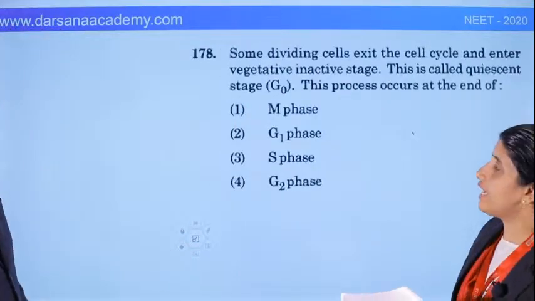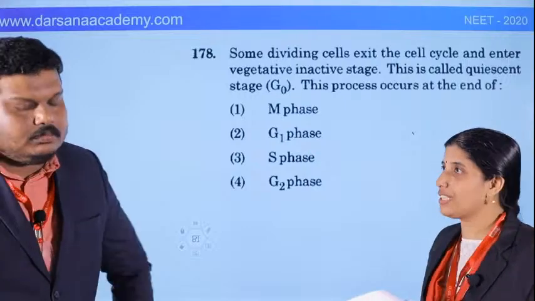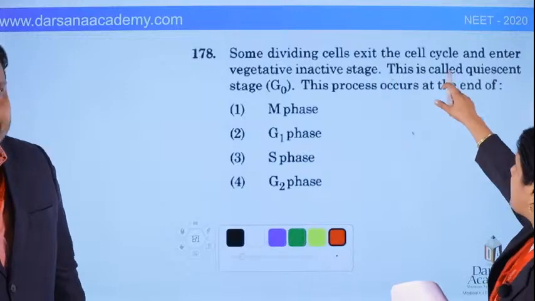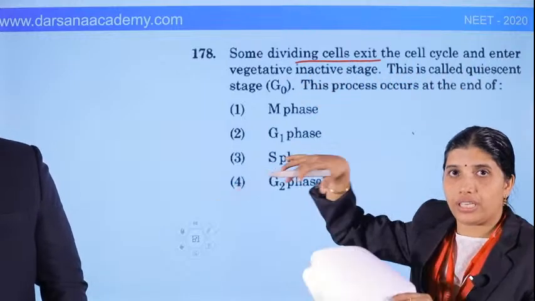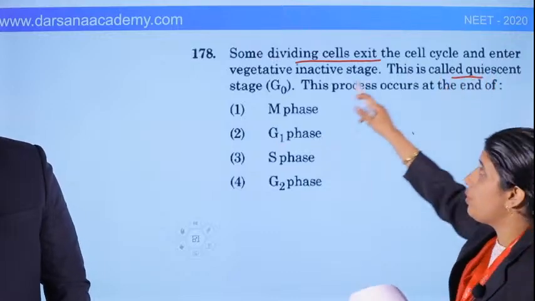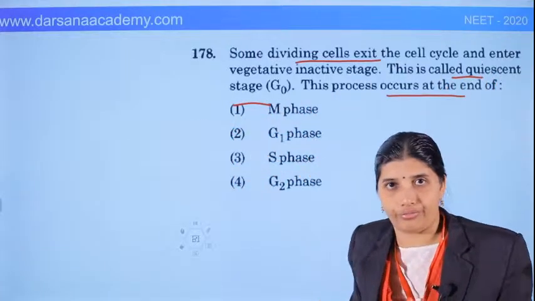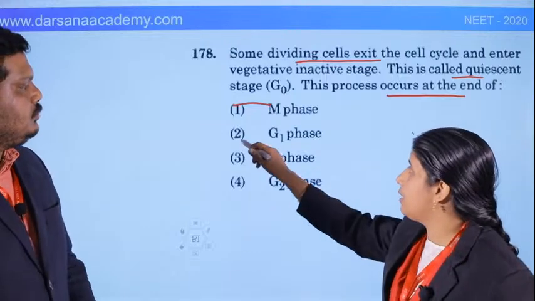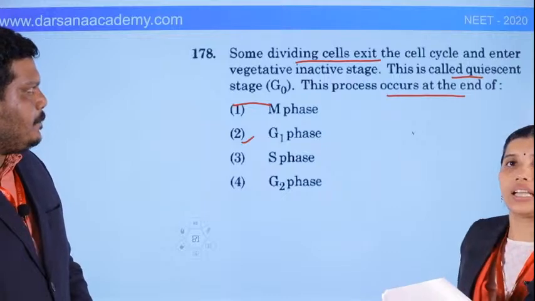This is again from the cell cycle. Two top questions come from this area. Question 178: some dividing cells exit the cell cycle and enter the vegetative inactive stage, called the G0 phase, also known as the quiescent stage. This process occurs at the end of which phase? G1 phase is the answer for question number 178. Option 2 is the correct answer.